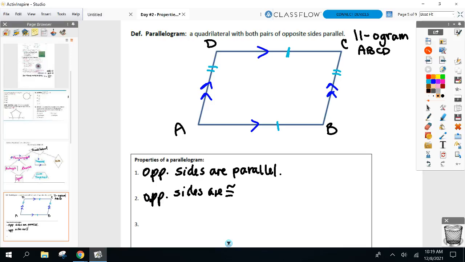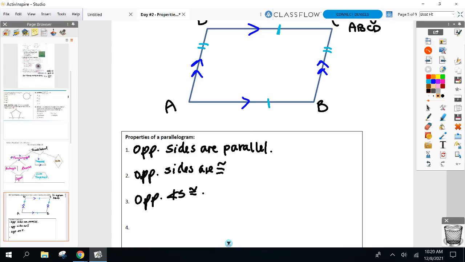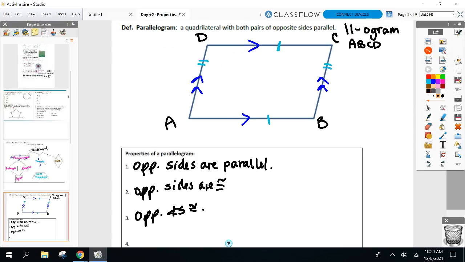Romeo, what's up? Opposite angles are congruent. Yes, they are. Look at that. Opposite angles congruent. Just so I know you know what opposite angles are, give me a pair of opposite angles that would be congruent in our diagram. B, D, and then also A, C. Correct.